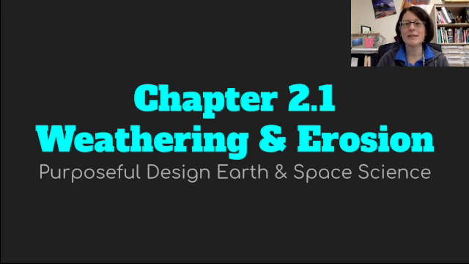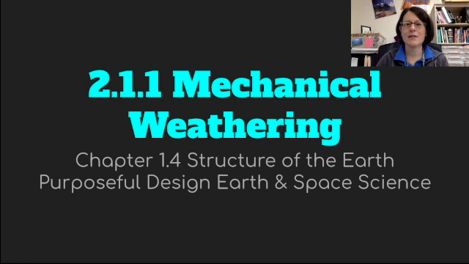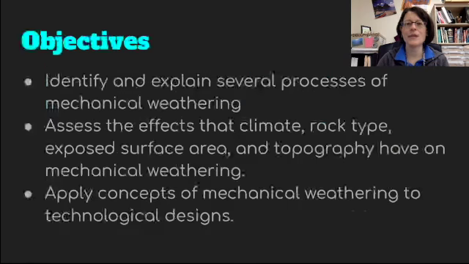Well, we have finished up talking about rocks and minerals, and now we're going to move on to chapter 2.1, which is about weathering and erosion. And the first section, section 2.1.1, is about mechanical weathering. So, our objectives today are to identify and explain several processes of mechanical weathering, to assess the effects that climate, rock type, exposed surface area, and topography have on mechanical weathering, and apply concepts of mechanical weathering to technological designs.